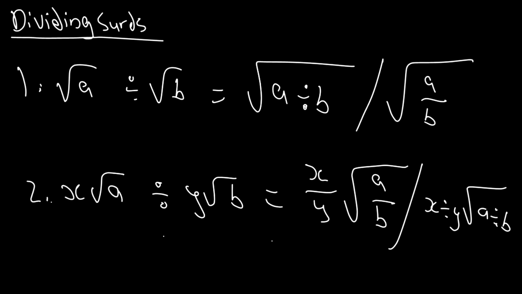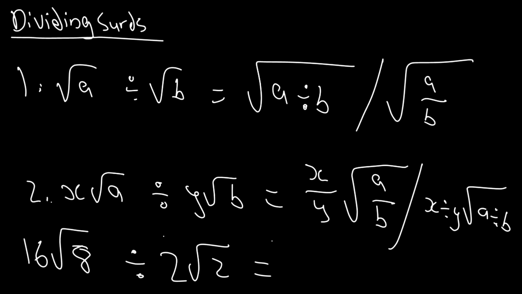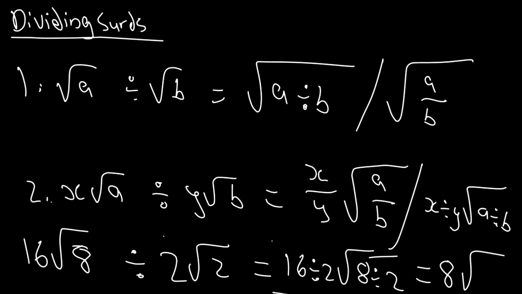So let's say we have 16 root 8 divided by 2 root 2. So what this basically means is 16 divided by 2 and then 8 divided by 2 inside the surd. So all of that is equal to 8 root 4. And again, if they ask you to simplify fully, you have to turn the root 4 into a 2, and then 8 times 2, which is equal to 16.